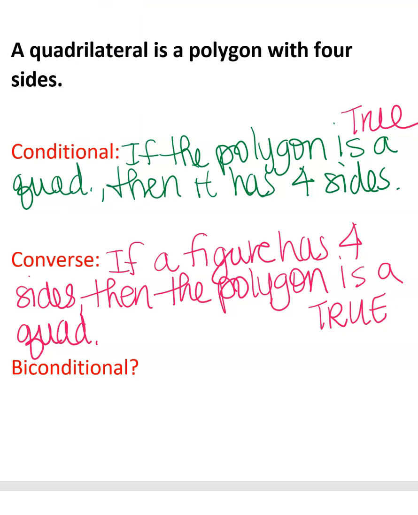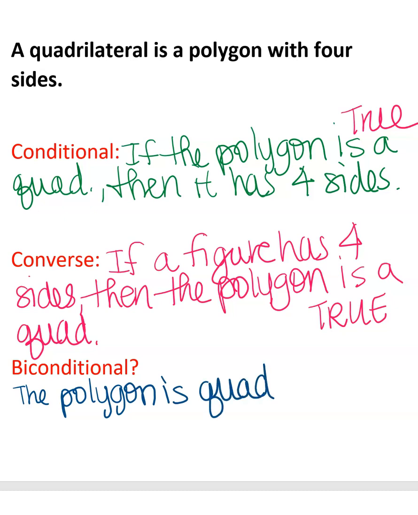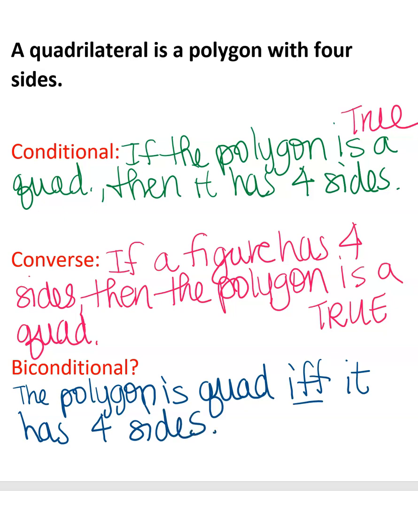Remember, you take the initial conditional. You're going to cancel out the if. So we're going to start out with the polygon is a quad if and only if, this is the part you're adding, it has 4 sides. So you put them together by taking out the if and the then, and you replace the then part with if and only if.